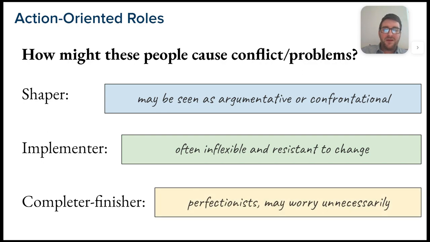Completer finishers can become perfectionists. They want everything done perfectly, so they may become too focused on small issues.